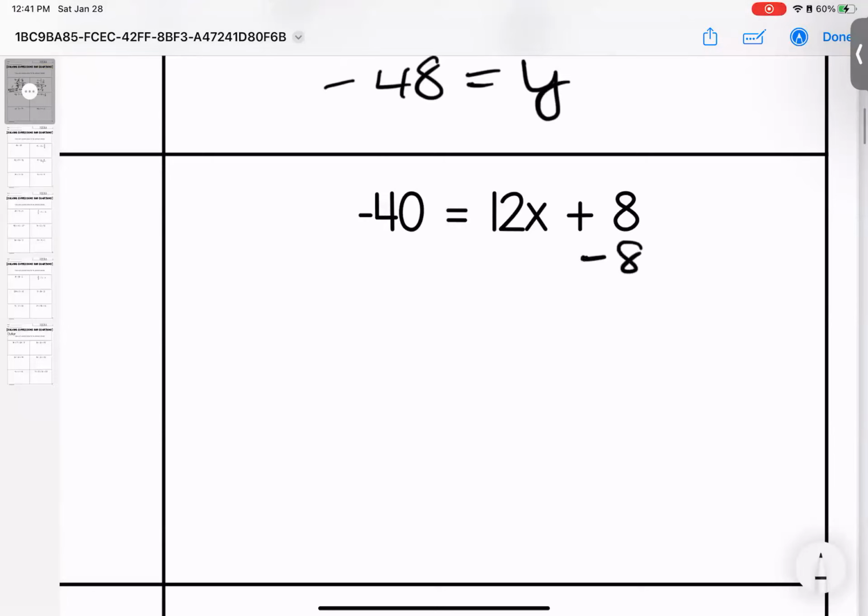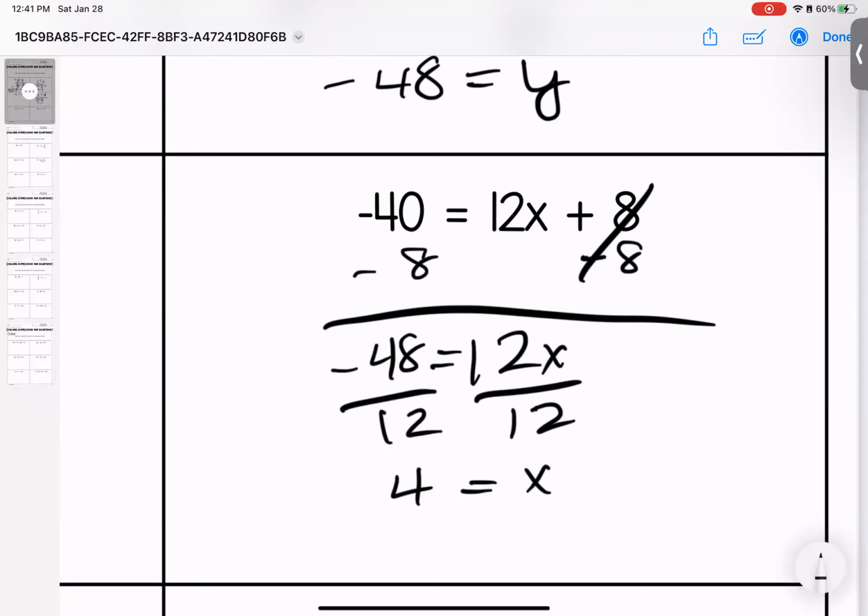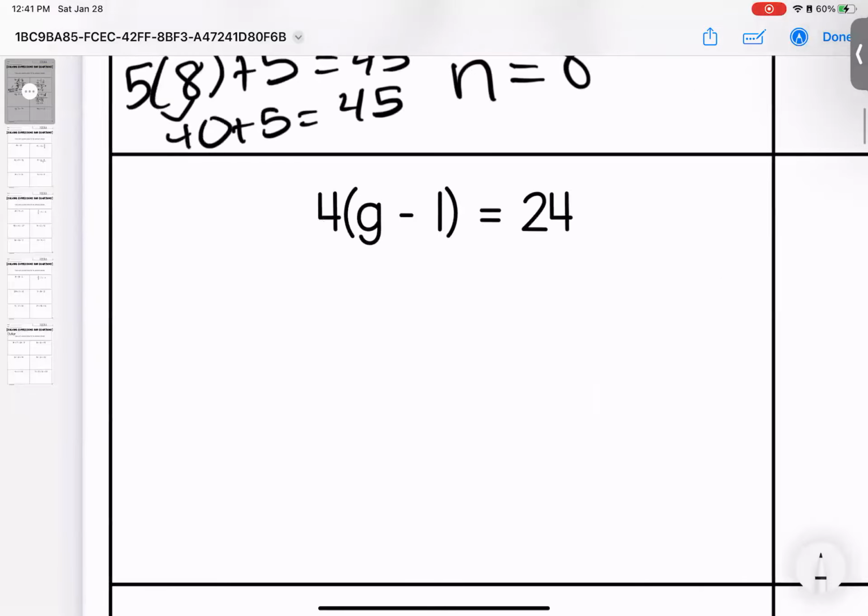Coming down here, I'm going to subtract 8 from both sides. Cancels out, leaves me with 12x is equal to negative 40 and negative 8 together. Give me negative 48. Divide both sides by 12. I get x is equal to 4, and it's negative because we have opposite signs.